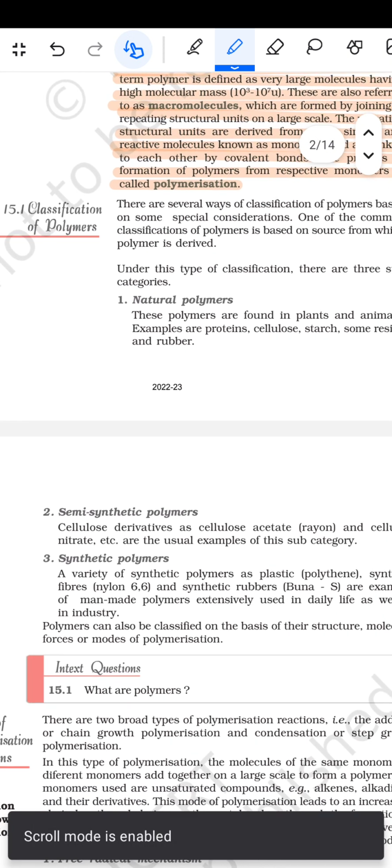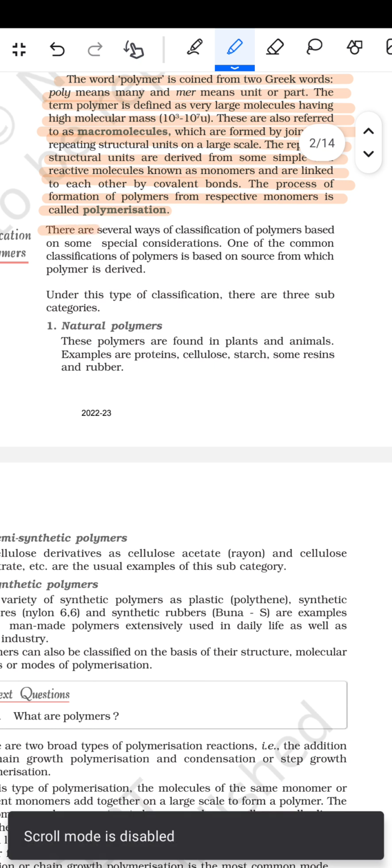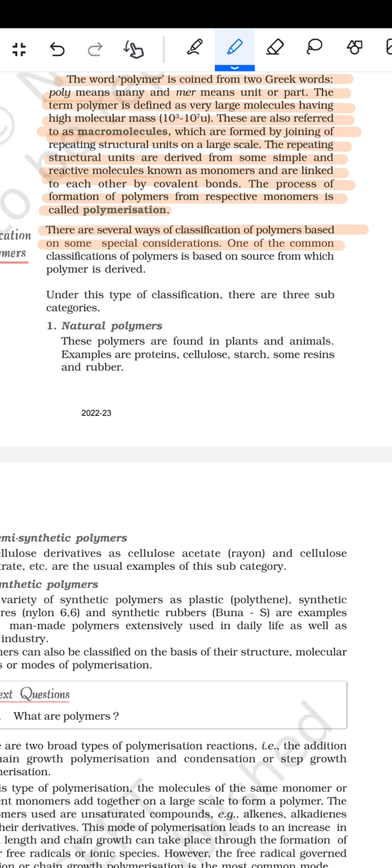Now the classification of polymers. There are several ways of classifying polymers based on some special consideration. One of the common classifications of polymers is based on the source from which the polymer is derived. Under this type of classification, there are three subcategories. First, natural polymers. These polymers are found in plants and animals. Examples are protein, cellulose, starch, some resins and rubber.